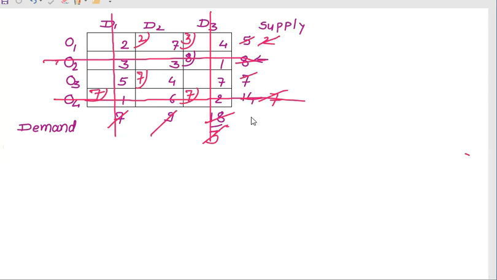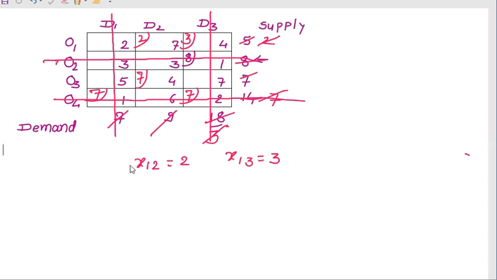So in this way, all the supply is exhausted and all the requirements are satisfied. So we get a solution using the matrix minima method or lowest cost entry method. So what is the solution? By the lowest cost entry method or matrix minima method, how many units are transported from the first factory to the second warehouse? From the first factory to the second warehouse, 2 units are transported. From the first factory to the third warehouse, 3 units are transported.